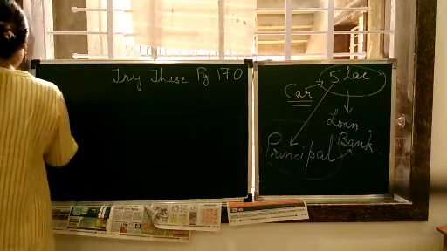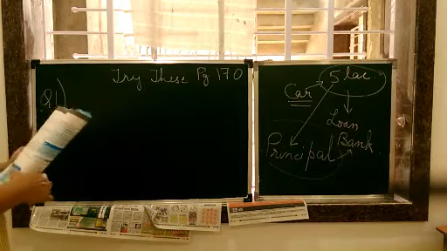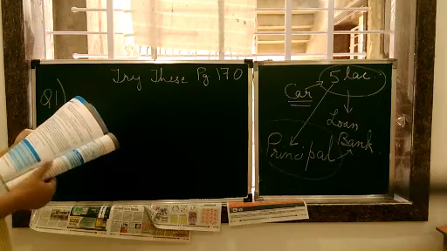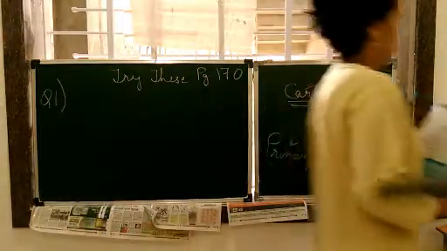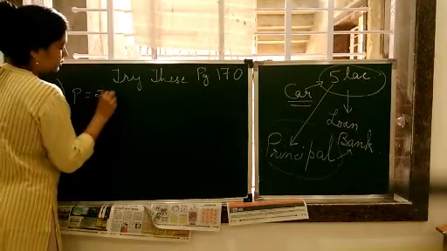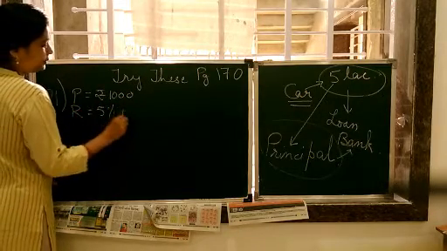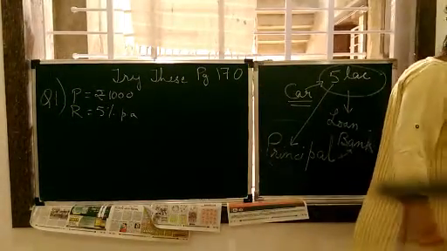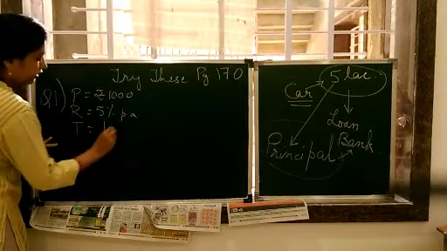Question number 1. Rupees 10,000 is invested. Invested means given or put somewhere, at 5% rate per annum. Find the interest at the end of 1 year. So here, what is the principal? You can write like this. Principal is rupees 10,000. Rate is 5% PA. PA means per annum. Per annum means per year, that is, every year. And then time is 1 year.